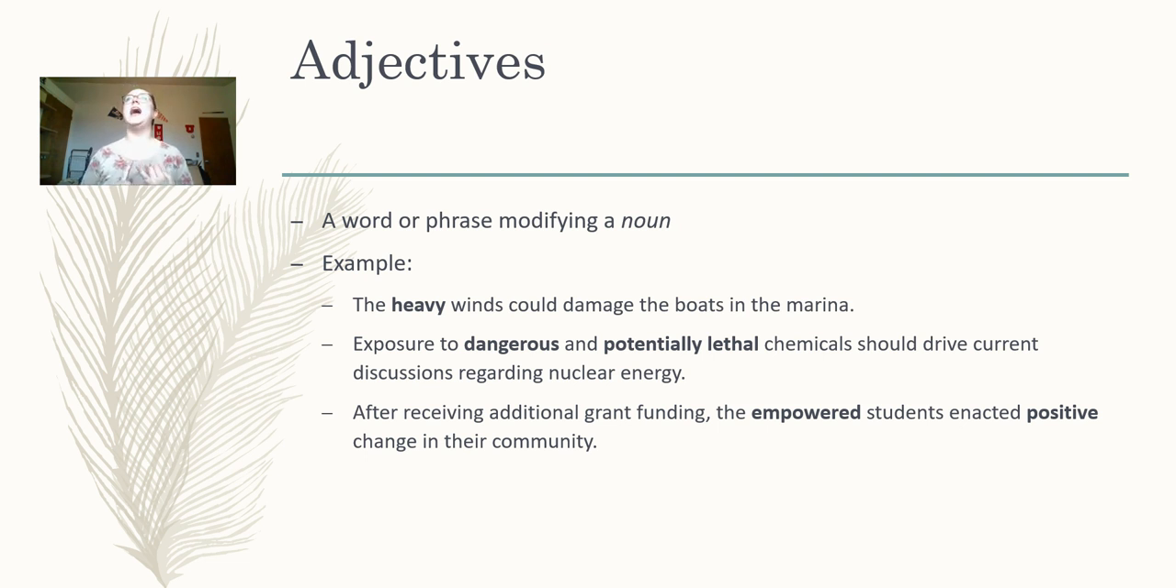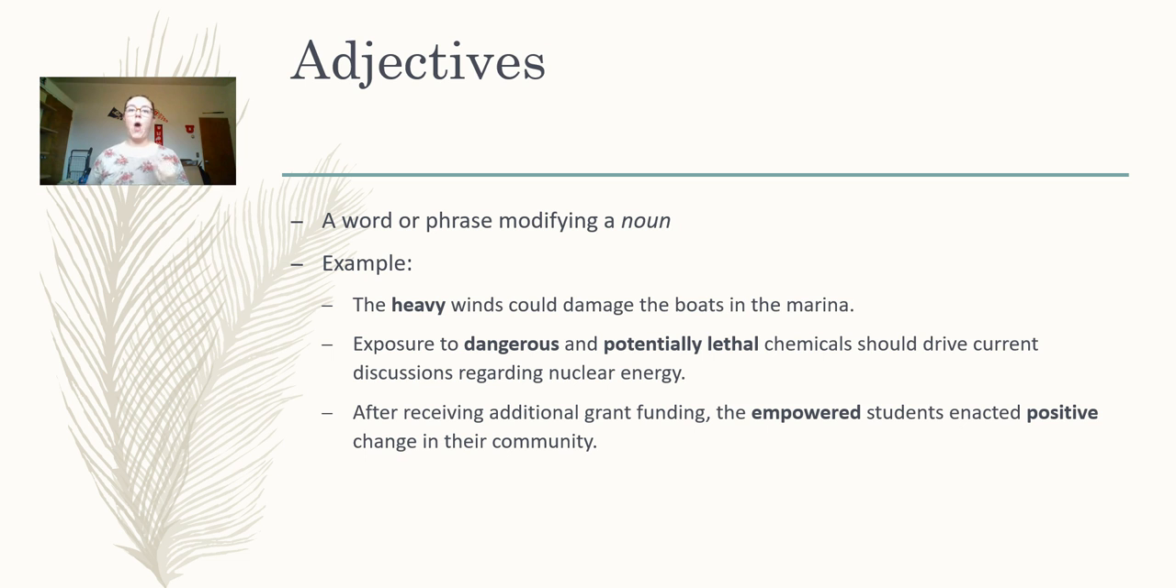I could assume that the students are lazy. I could assume that the students were acting in their own self-interest. Whereas if I were to read enacted positive change in their community, I would see the students as go-getters. I would see them as ambitious. I would see them as charitable. And of course, how you frame the students in this case is ultimately going to influence how I as the reader am going to understand the rest of your references or calls back to these empowered students.